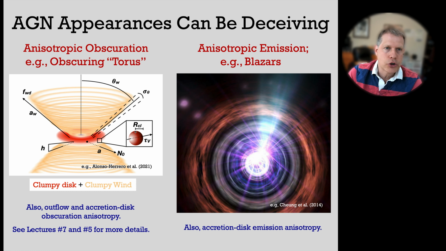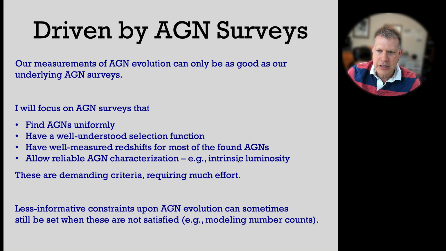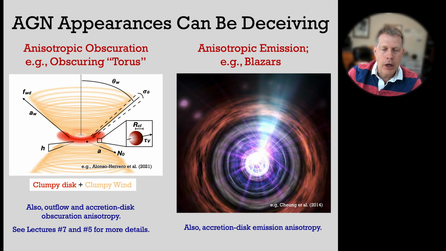In addition to obscuration by an obscuring torus, you can also have obscuration by outflows, which are often present from AGNs. You can have obscuration by the accretion disk itself. You can also have obscuration by material in AGN host galaxies. All of those things need to be taken into account and corrected for before you can measure, for example, the intrinsic luminosity.